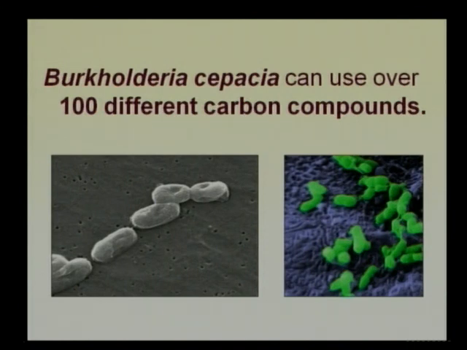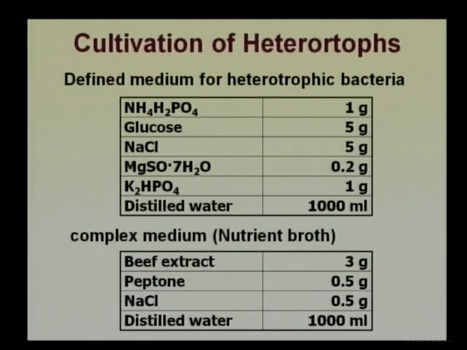Another heterotrophic bacterium is Burkholderia cepacia. This is a most versatile organism which can utilize more than 100 different types of carbon compounds. So these types of specific heterotrophs are there in nature which can utilize a diverse range of compounds. Heterotrophs can be cultivated in defined medium as well as complex medium. A defined medium, as we have seen, has an exact composition, and each and every component is known, weighed properly, and then added to the medium.